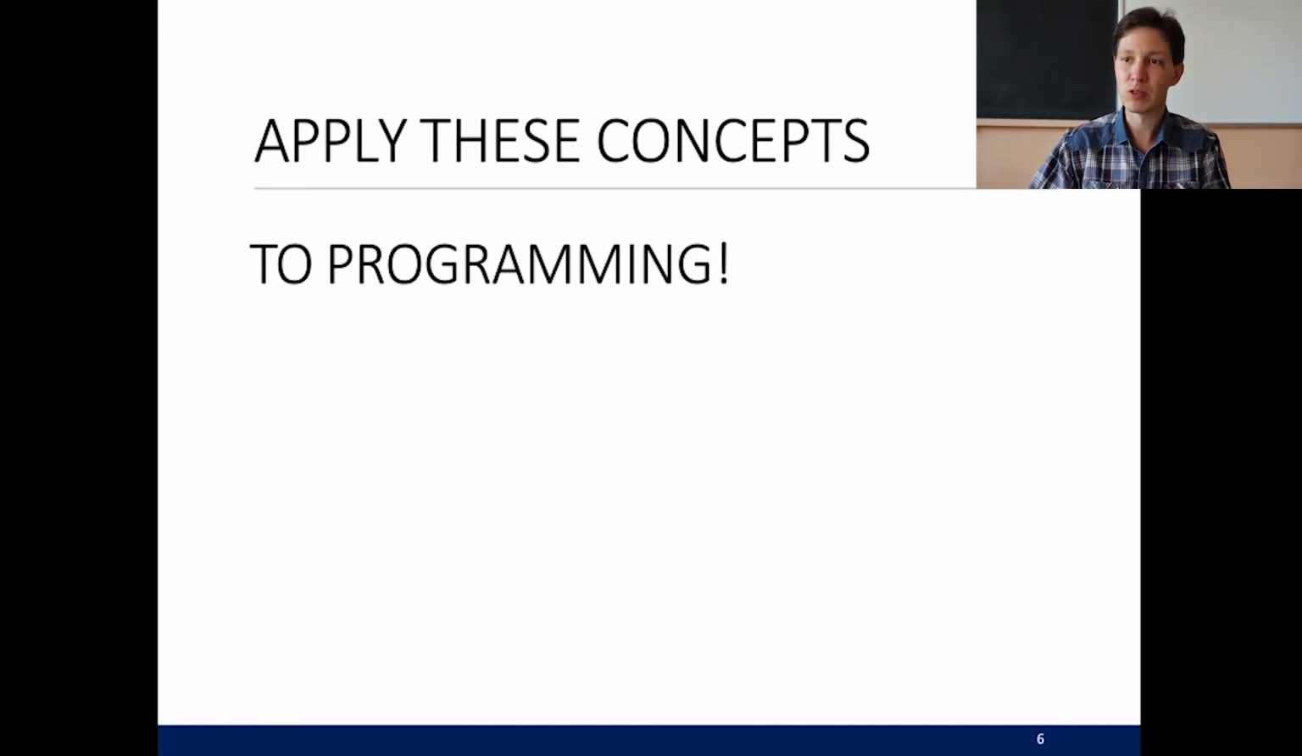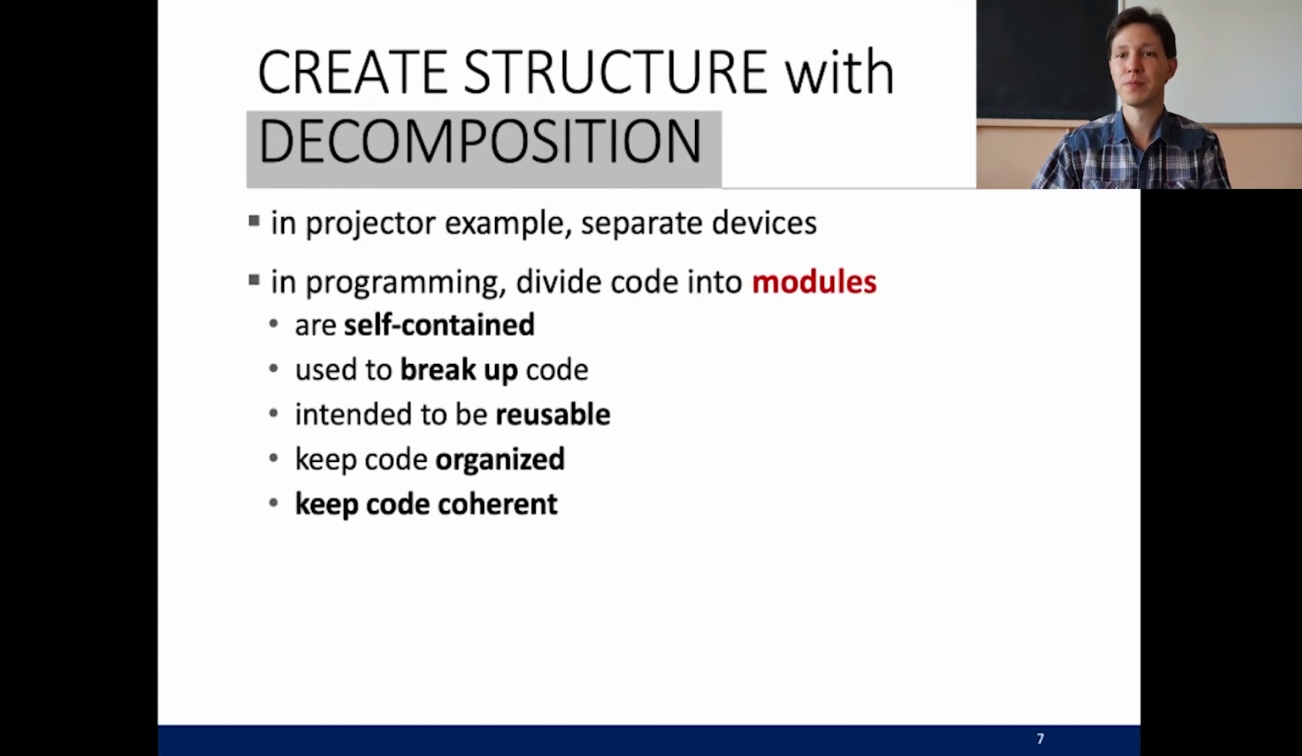Now we understand what decomposition and abstraction is in the real world. Let's apply it to programming. In our example with the projector, we separated devices so each could do its part of the job. In programming, the idea is to divide code into modules. Usually each module is a separate file. It can be reused from different parts of one or many applications. This approach helps to keep your code organized and coherent.